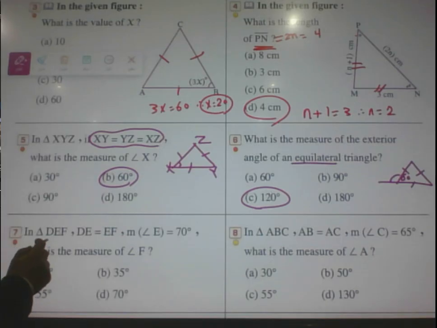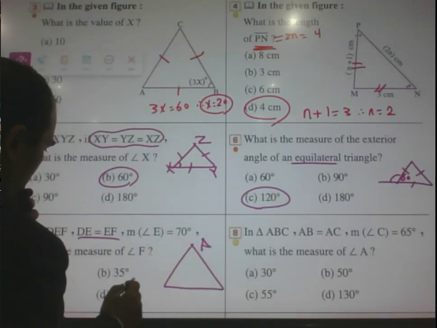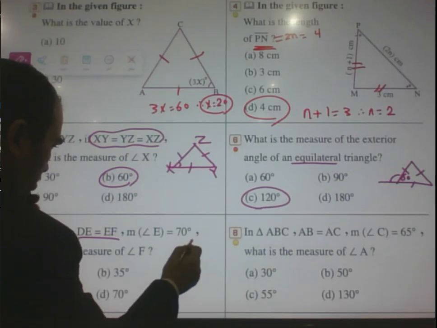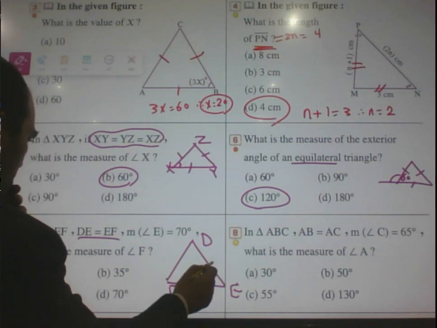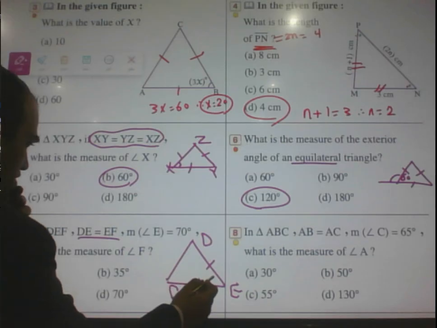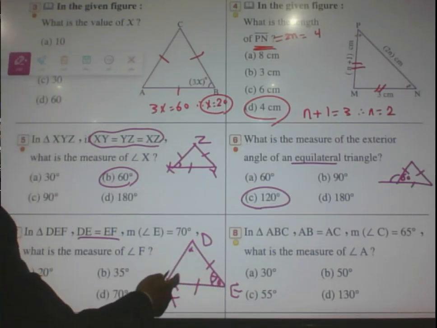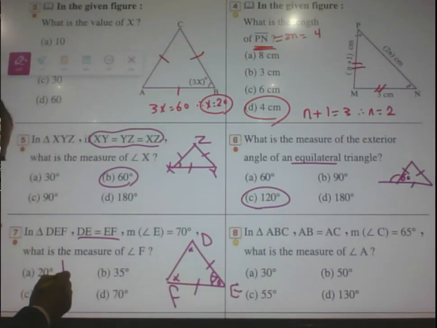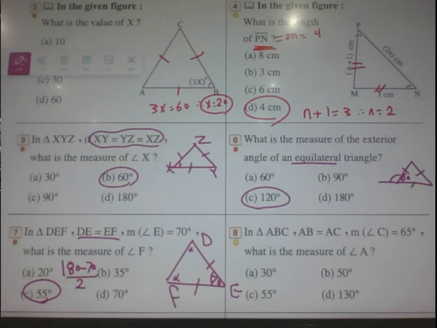Next question. In triangle DEF, we have two sides equivalent. Like this, we can draw this triangle DEF. They give me DE equivalent to EF. They are equivalent, DE and EF. And the measure of the vertex is 70, we can find the measure of angles F and D. They are equivalent, right? 180 subtract 70 divided by 2. 110 divided by 2 equals 55 degrees. Because the measures of the two angles in the base are equivalent.